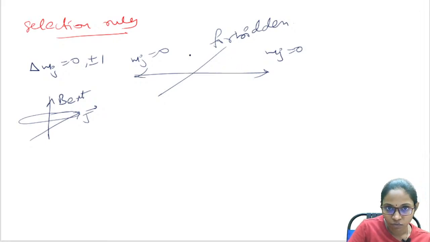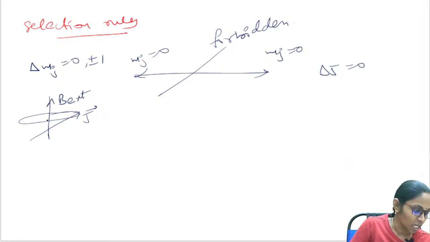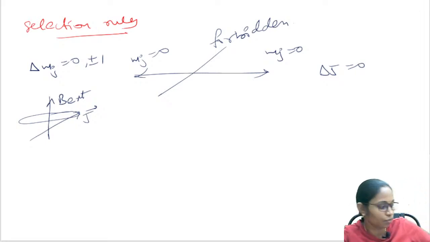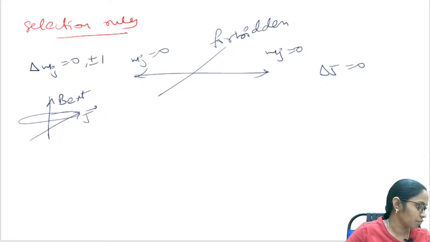And whenever delta j equals 0, you will have mj equals 0. And coming to the Paschen Back effect, before that, I will give one example for the anomalous Zeeman effect. Just a minute, I will give you an example for the anomalous Zeeman effect.